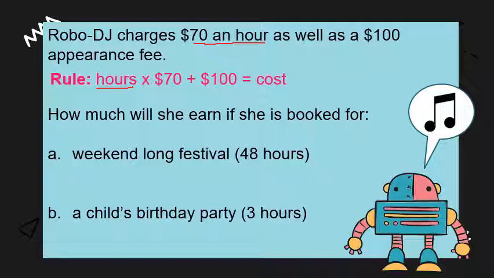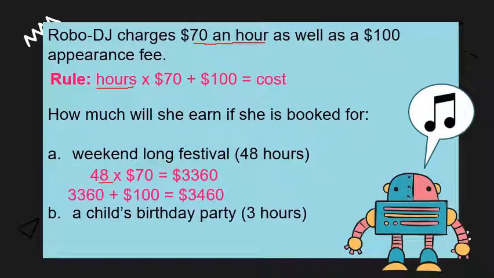How much will she earn if she's booked for a weekend-long festival, which goes for 48 hours? Well, firstly, I need to input my 48 hours in here, multiply that by 70, which gives me 3,360. Then I add $100 onto that. It gives me $3,460. That's my total cost.